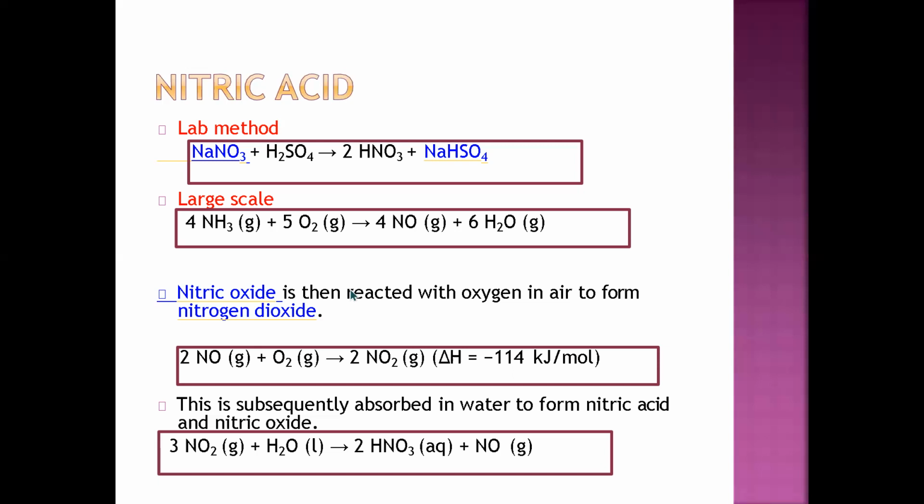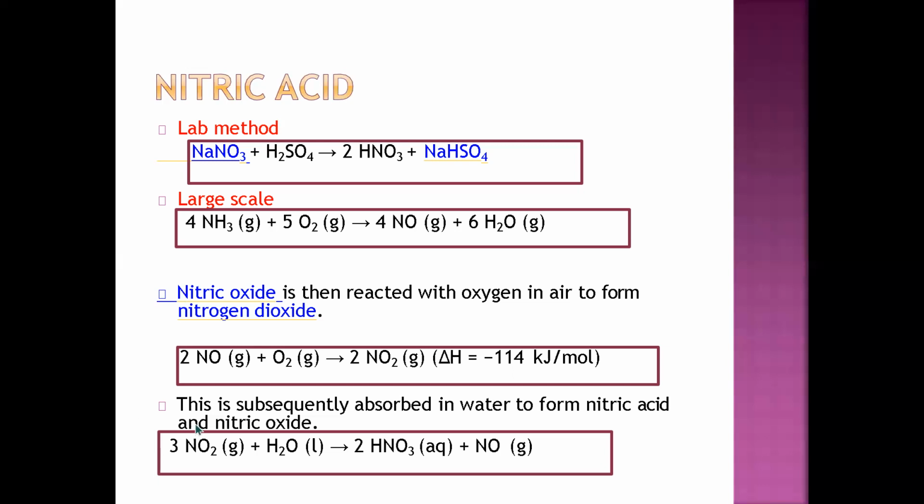Nitric oxide then reacts with the oxygen in the air to form nitrogen dioxide. So nitrogen monoxide reacts with oxygen and gives nitrogen dioxide. After that, it is absorbed in water to form nitric acid and nitric oxide. So nitrogen dioxide plus water gives nitric acid and nitrogen oxide. This happens during acid rain. In 8th class, I think you have studied the formation of nitric acid in acid rain. When nitrogen dioxide reacts with the water droplets that come down in rain, it forms nitric acid and nitrogen oxide.